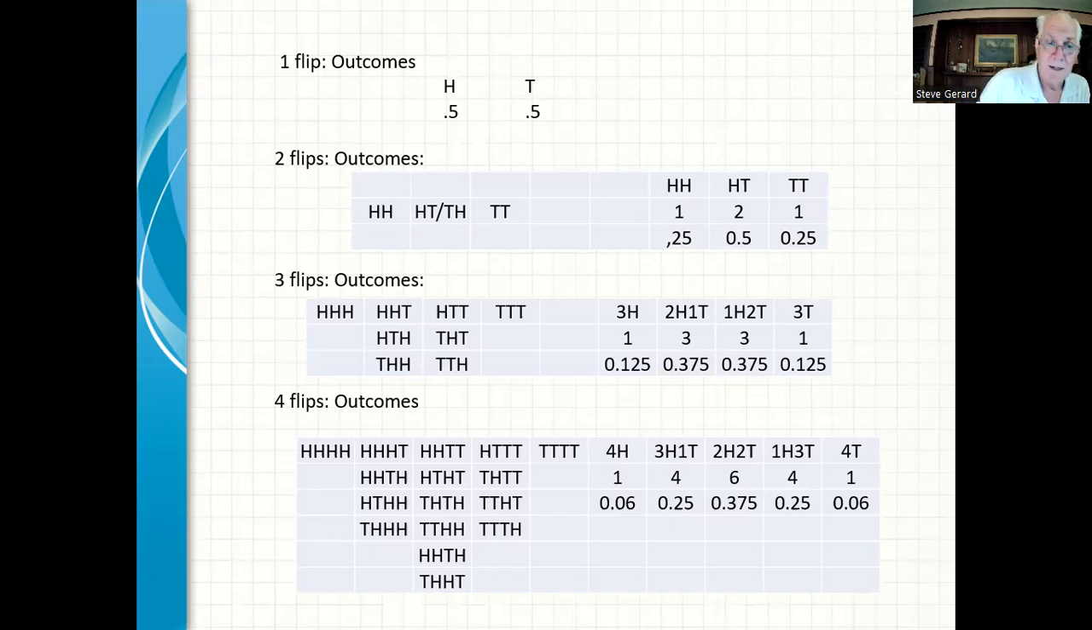Now, I've done 4 flips down here to give you that one. Now there are 5 different kinds of possibilities with 4 flips. You can get 4 heads, 4 tails, 3 heads and 1 tail, 1 head and 3 tails, or 2 heads and 2 tails. Those are different possibilities, and you can count the things out there and say, well, those are the probabilities of each one of those things.